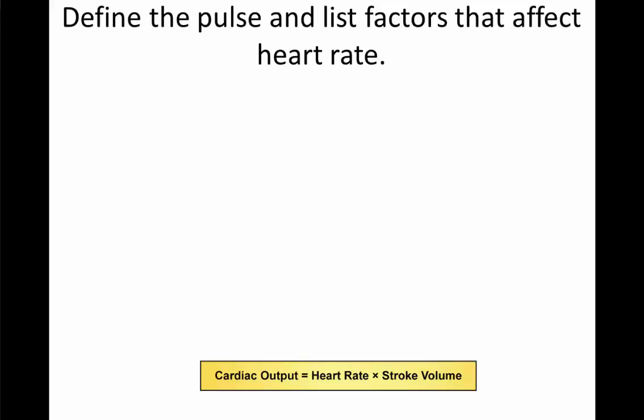We'll start with this equation here. Cardiac output is equal to heart rate times the stroke volume. What cardiac output is referring to is the volume of blood that is put out by the heart per minute. It's equal to the heart rate, which is the number of beats per minute, multiplied by the volume that comes out with each beat of the heart. Let's start by taking a look at stroke volume.